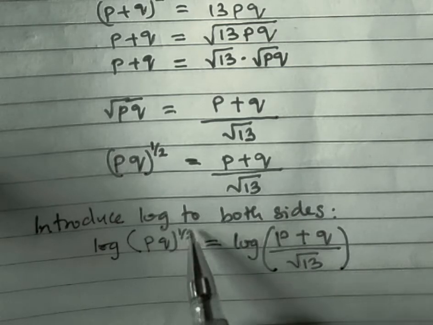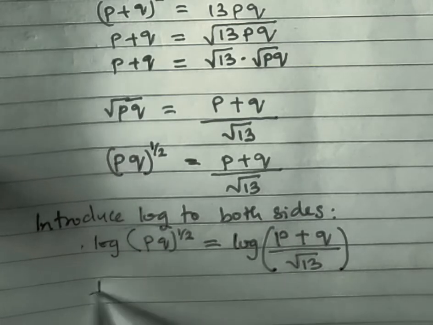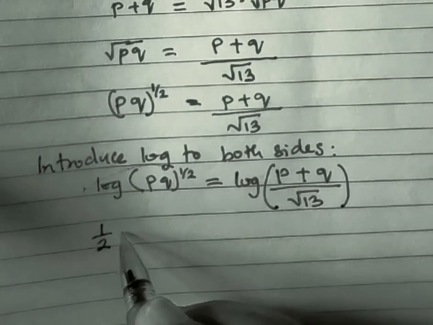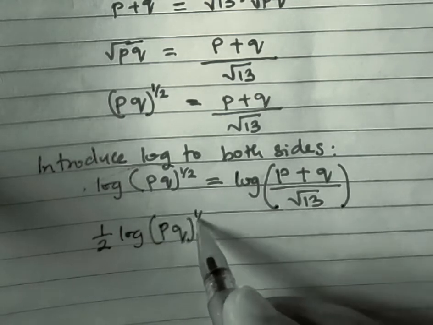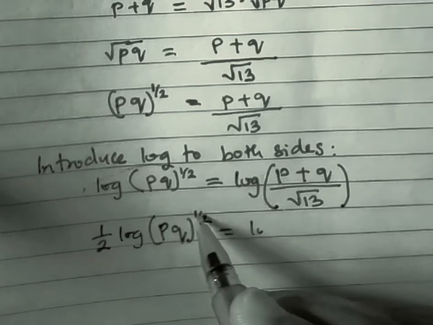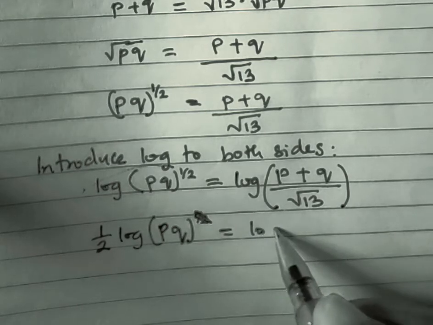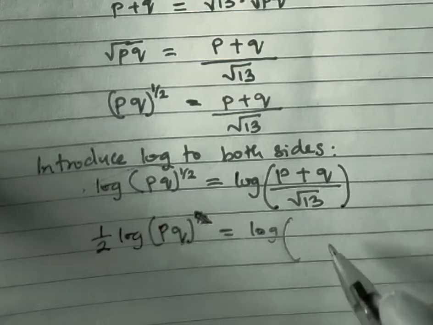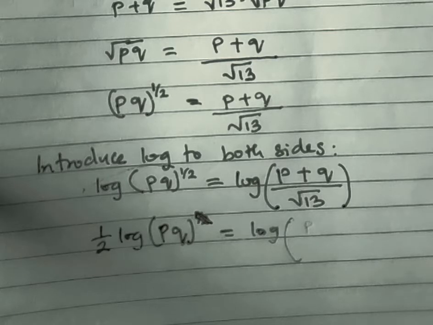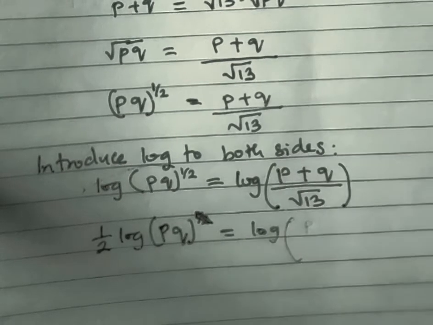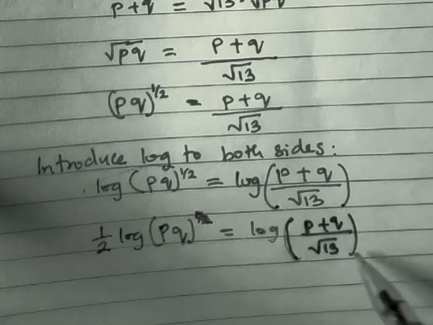Whenever you have a power here, the power can come to the front of the log, so that we can write it as 1 over 2 log of (pq), equals log of (p plus q over root 13), close the bracket.